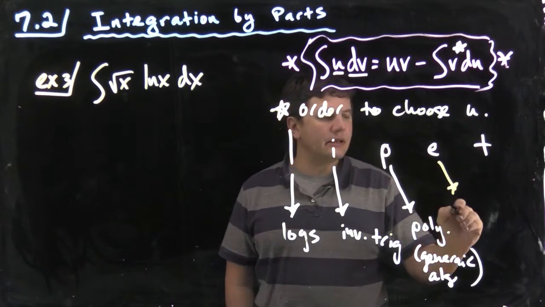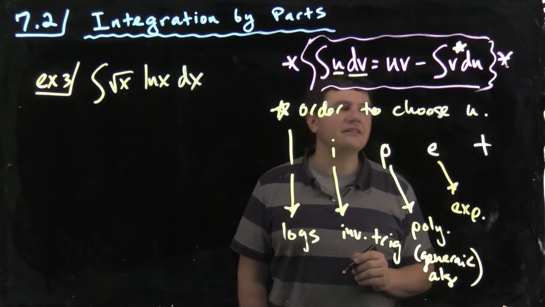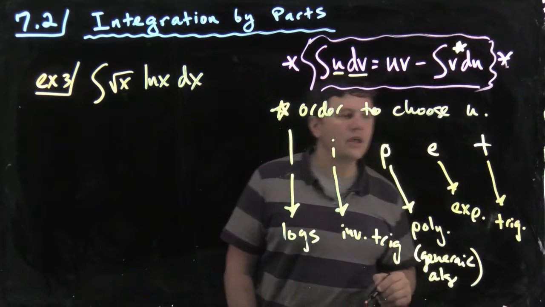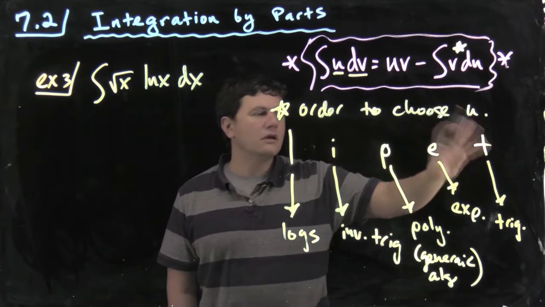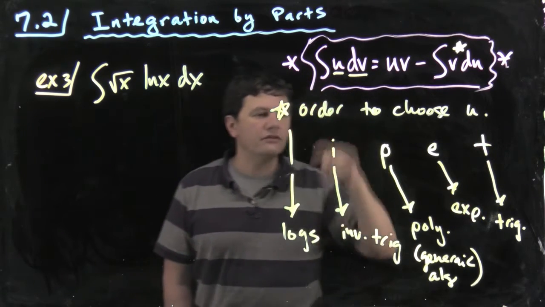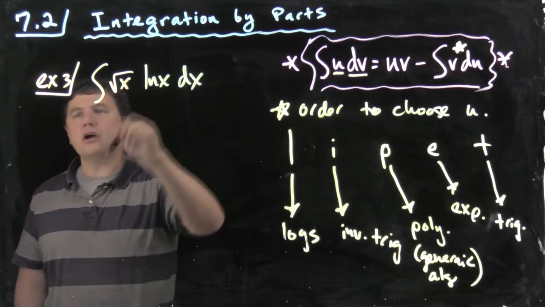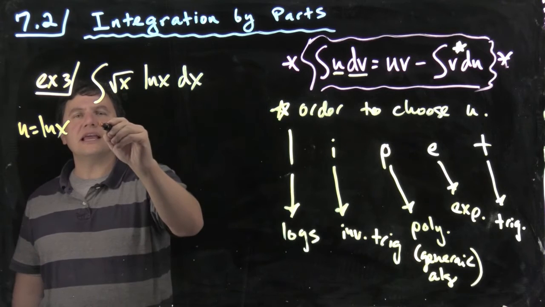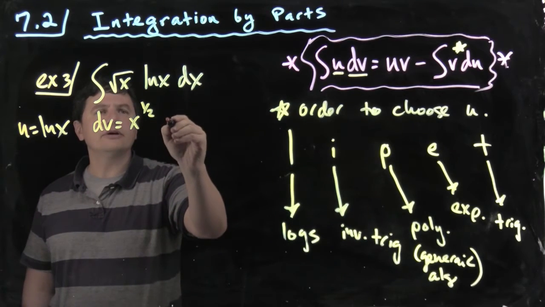Okay, E, exponential. So exponential, e to the x, 3 to the x, et cetera. And finally, this is trig. But I will tell you that for the most part, we won't be using that. You can see if we get to trig, then we're kind of off the board already. So just think of LIPET, and we're going to choose u. So I come over here and go, okay, LIPET, there's a log thing, I let that equal u. Now the dv is all the rest of the stuff. So the dv is the x, which I'm going to call x to the 1/2 dx.